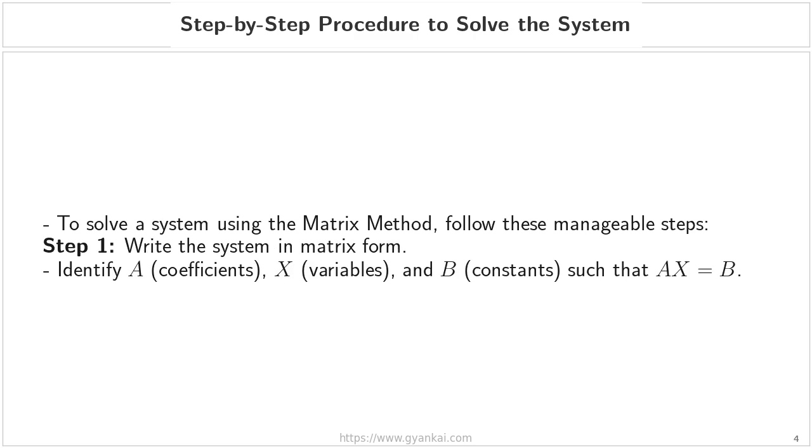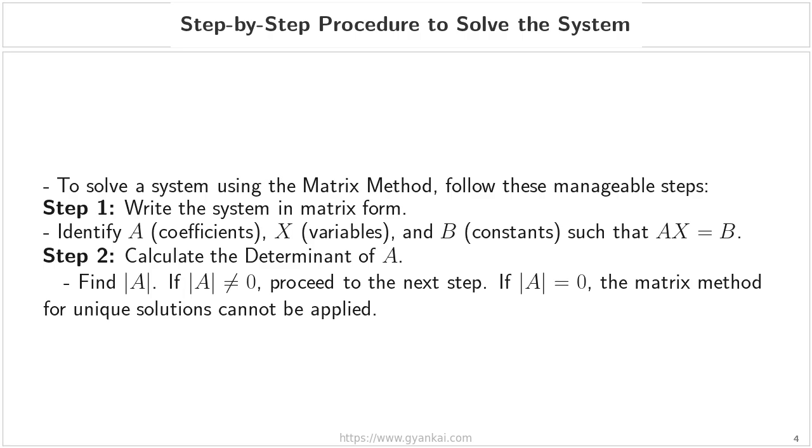Step 1. Your first task is to translate the algebraic equations into matrix form. You need to identify your coefficient matrix, which we call A, your variable matrix, which is X, and your constant matrix, which is B, so that you can write the equation as A times X equals B.